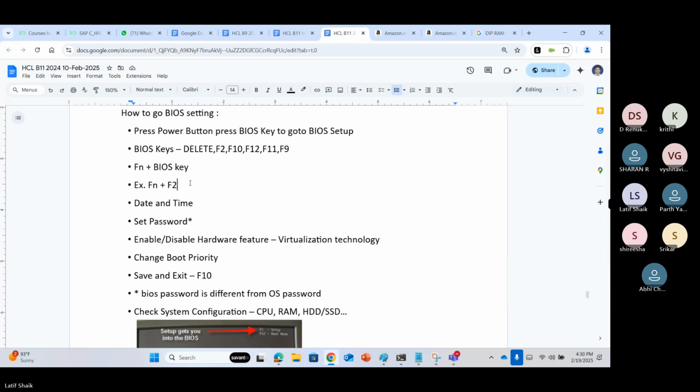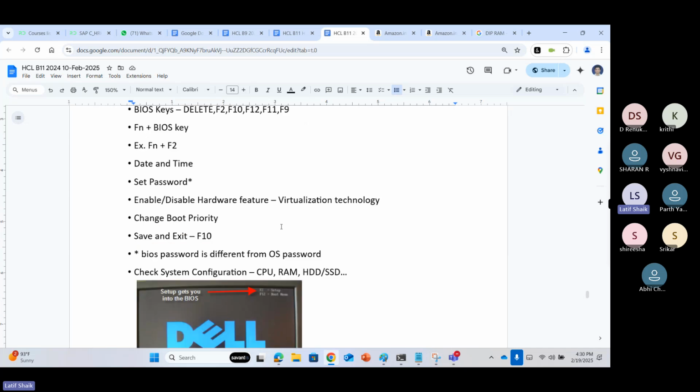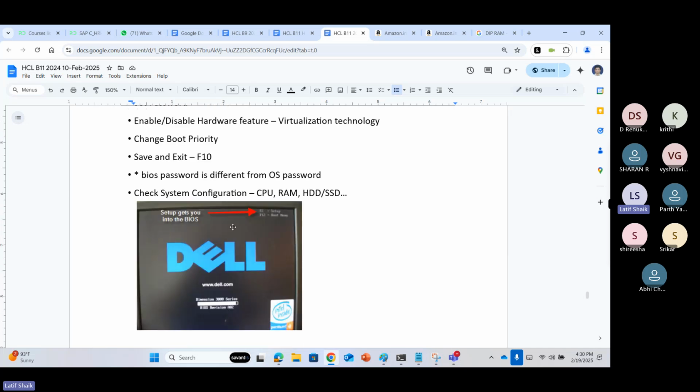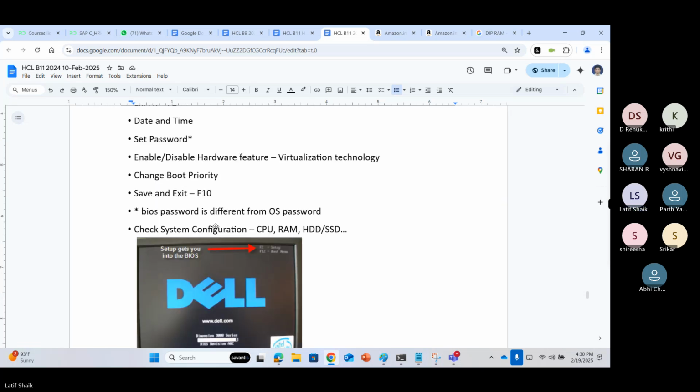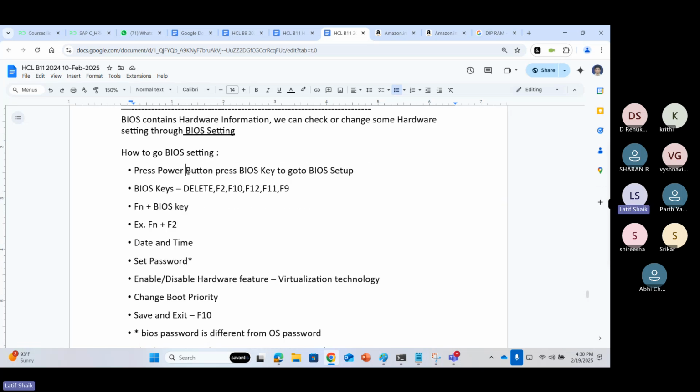Okay. So this is about a BIOS setting. But how to go to BIOS setting? When you power on your system, sometimes either on the top corners or bottom corners, either left or right, it shows a setup or BIOS key kind of thing. So if you press that one, like F2 or like that, it will take you to the BIOS. Otherwise, depending upon your system, the BIOS keys will be different.